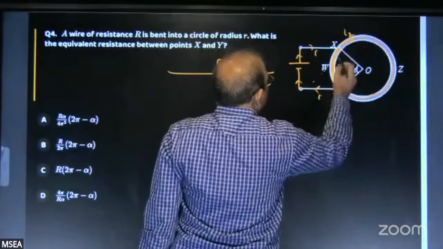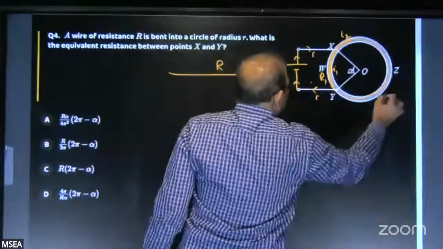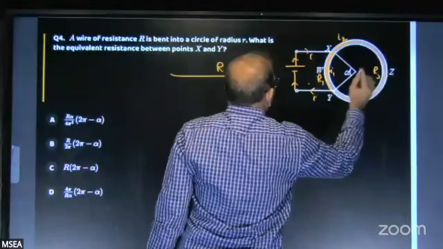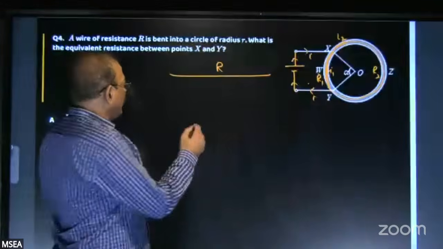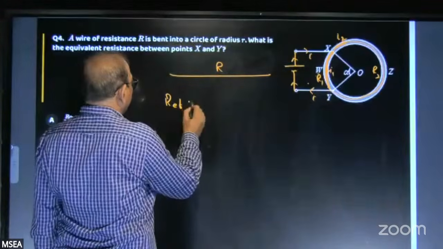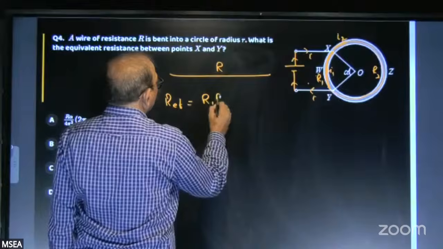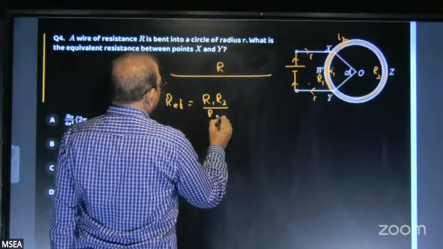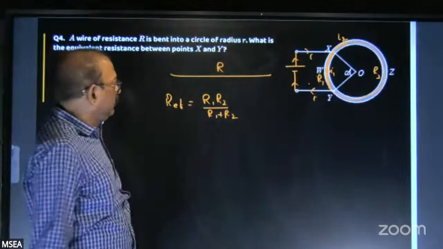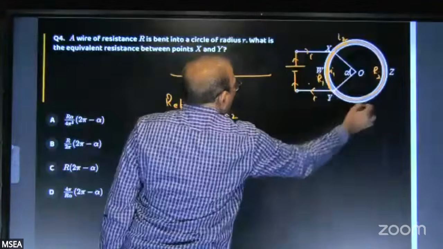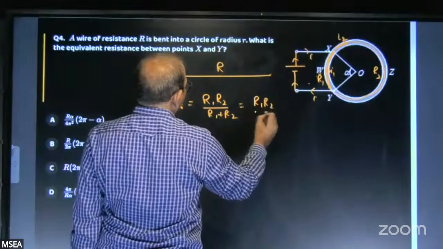So if the resistance of XWY is R1 and the resistance of XZY is R2, these two are in parallel combination. So what is the effective resistance between these points X and Y? R1, R2 parallel, so R1 R2 by R1 plus R2. But R1 plus R2 means the total loop resistance R only. So it is R1 R2 by R.